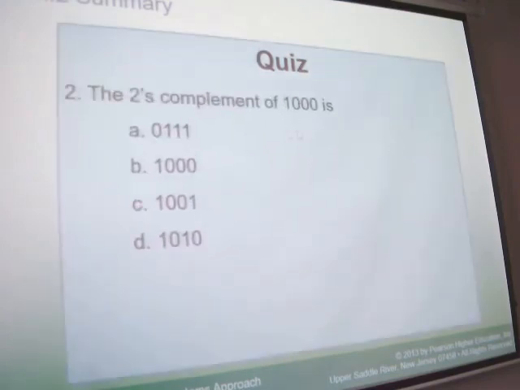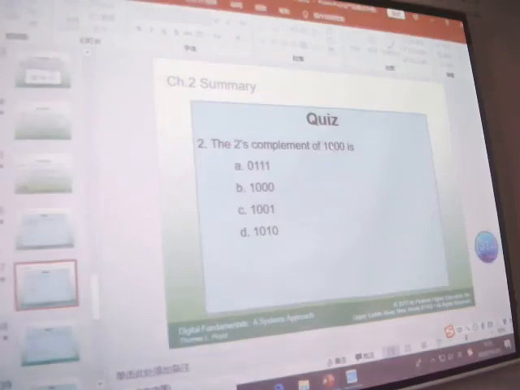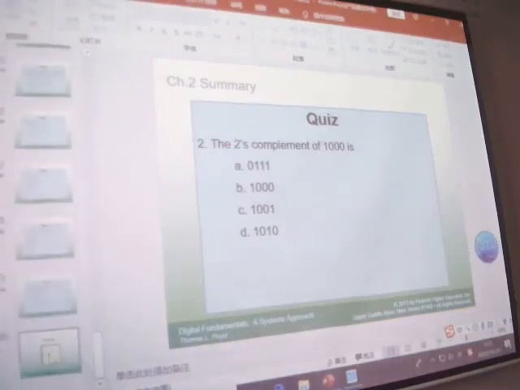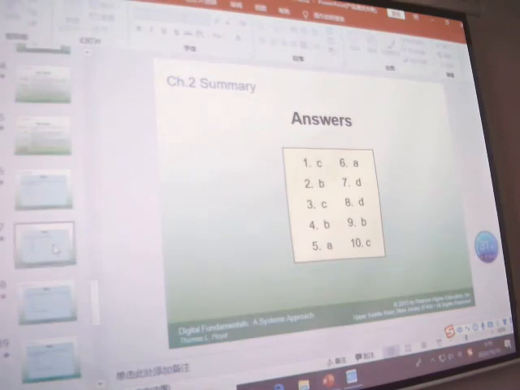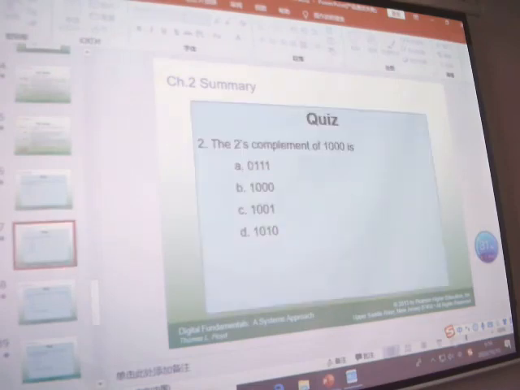Second, the 2's complement of 1000 is... The answer is B. Yes, my answer is also B. 2's complement.